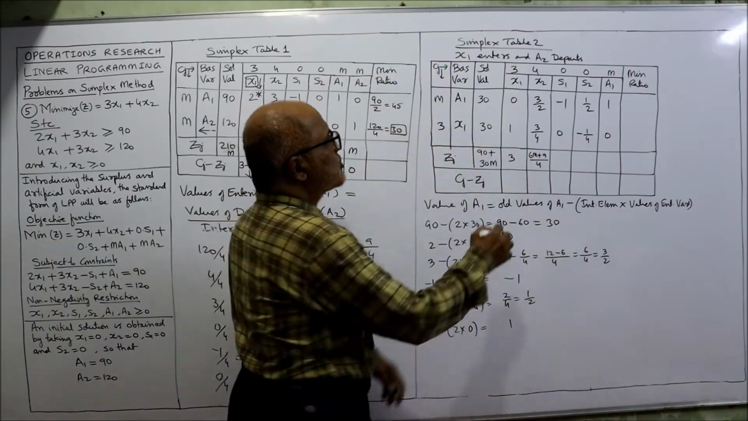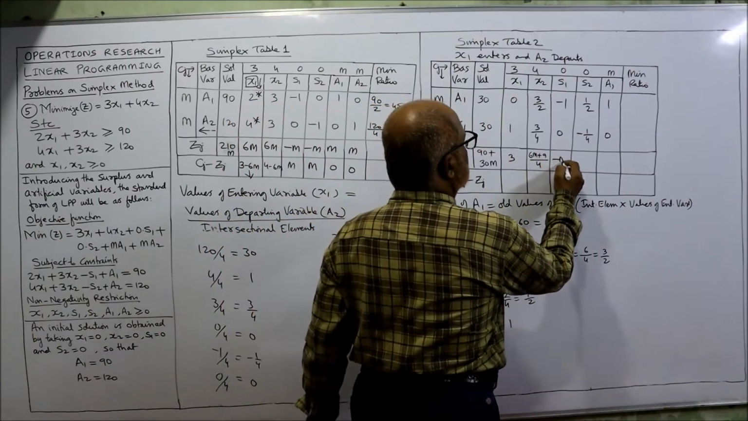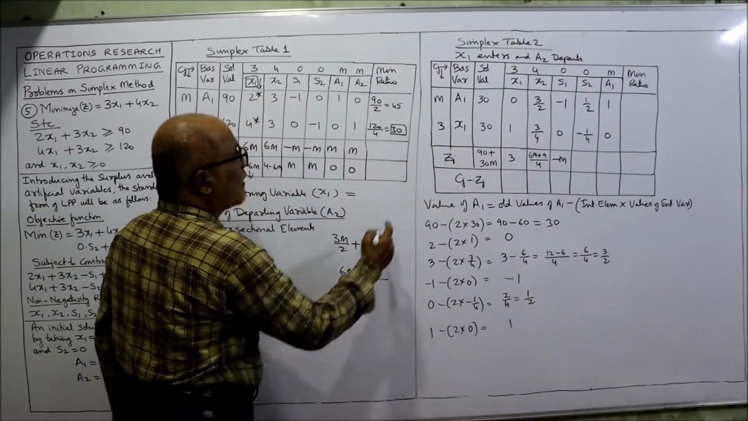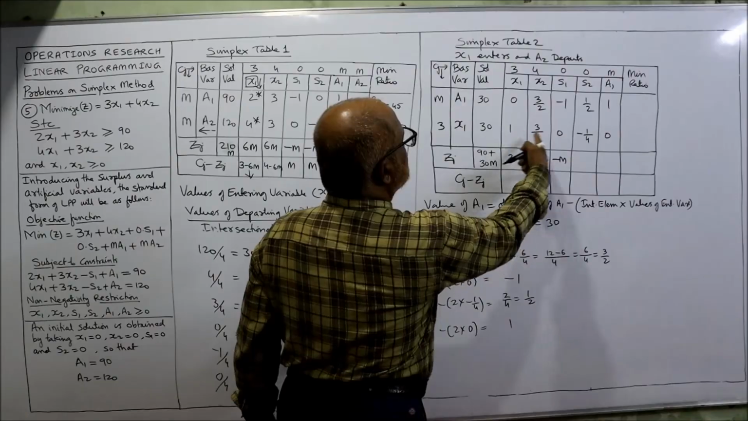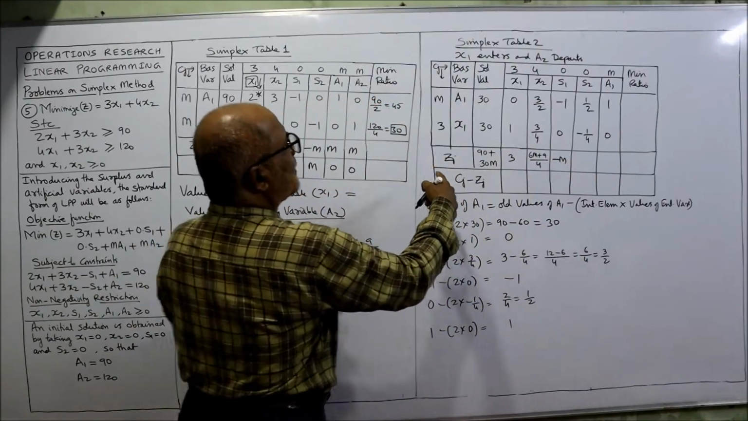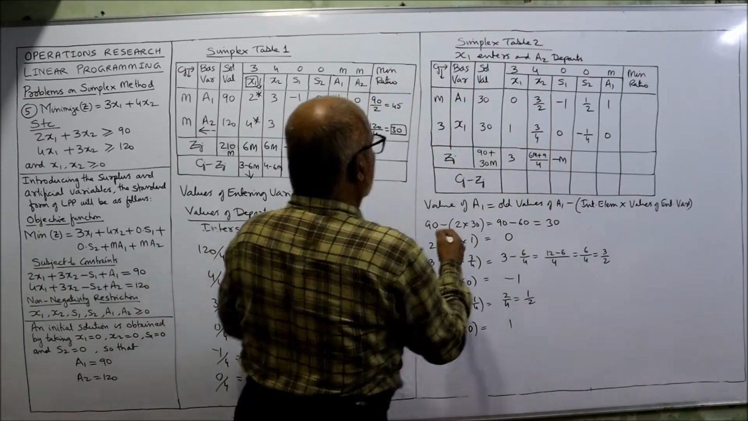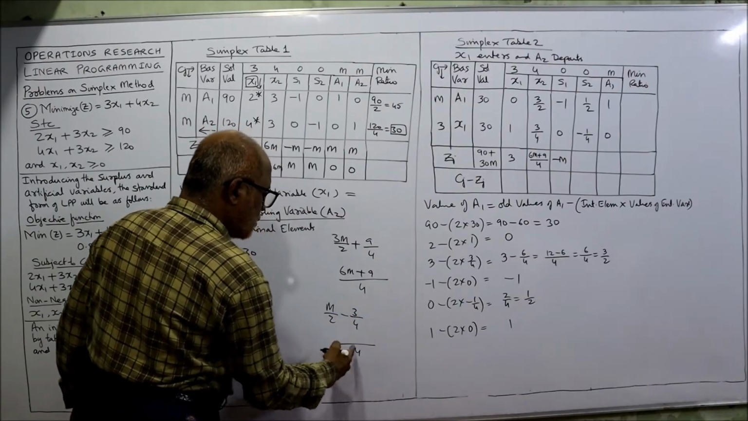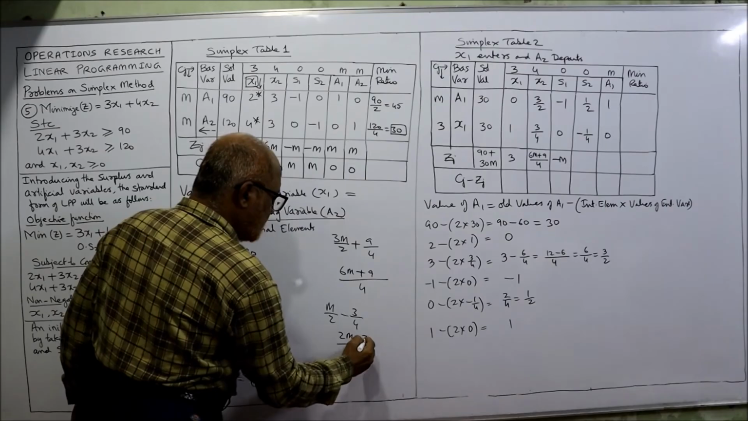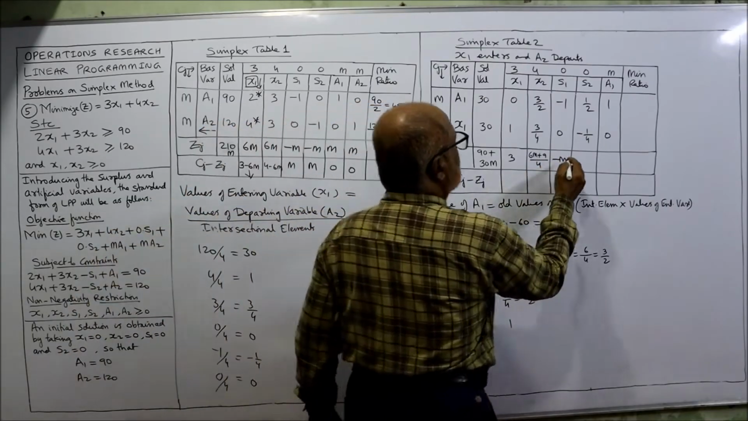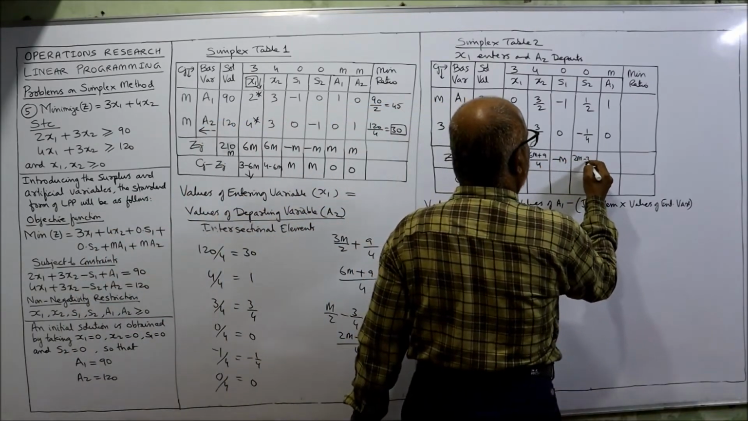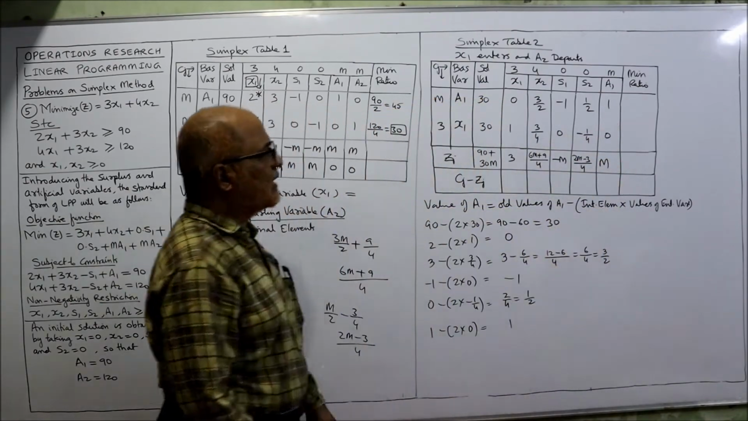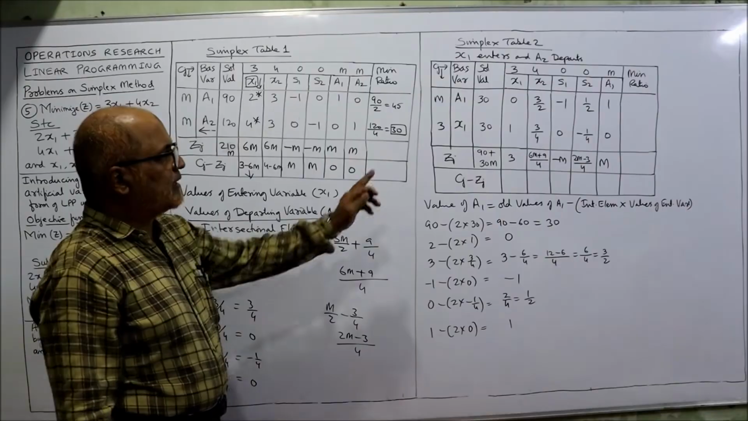Here m into minus m, minus 1 is minus m. Here m by 2 plus into minus minus 3 by 4. Minus 3 by 4. LCM if you take 4, 2 times, 2m minus 3. So (2m minus 3) divided by 4. M into 1 is m. That's it. So we have calculated the ZJ value.